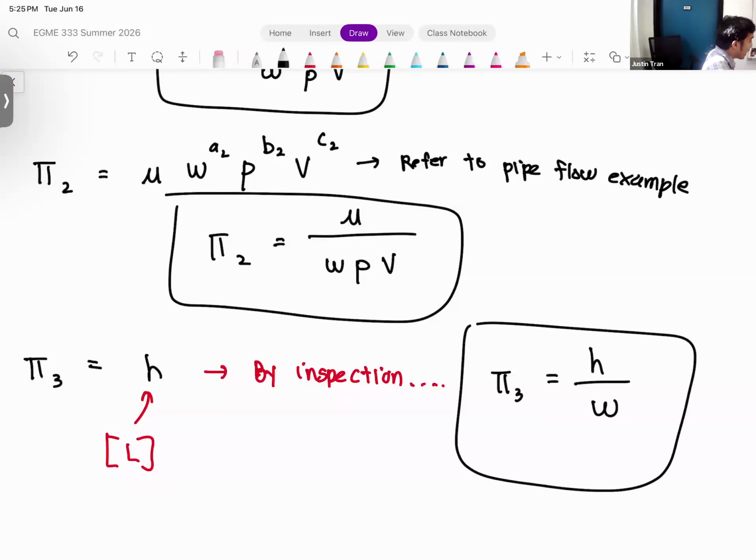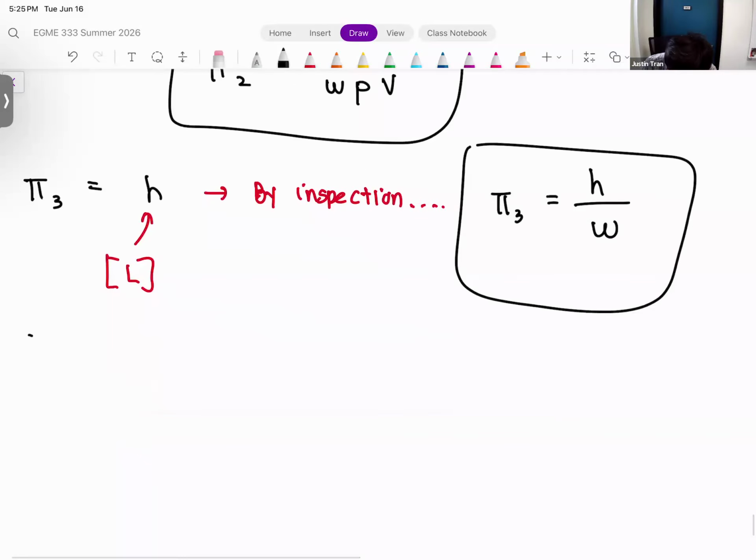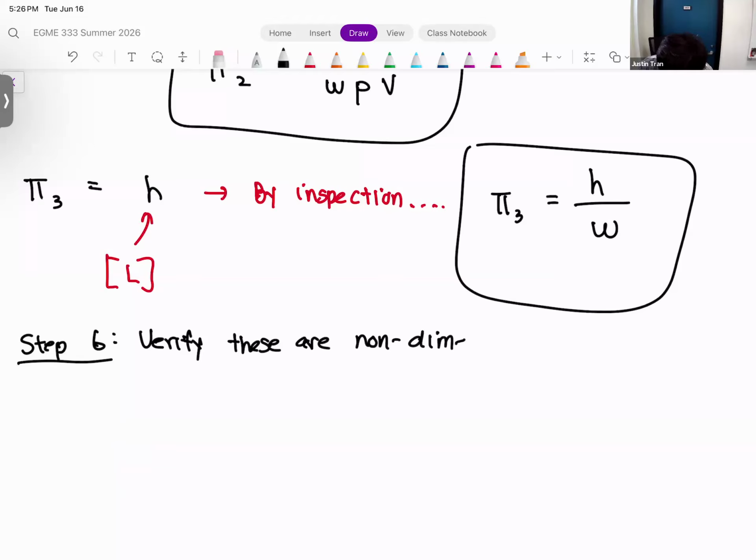Okay, all right, so that's step 5. So now that we have our pi terms, step 6 is to verify. Okay. Right, so always good to check your work. I mean, you don't have to write it down explicitly, but just check to make sure, right? Because you never know when you might make a simple mistake. Okay. Right, and then finally, step 7. Step 7 is to just form the relationship.